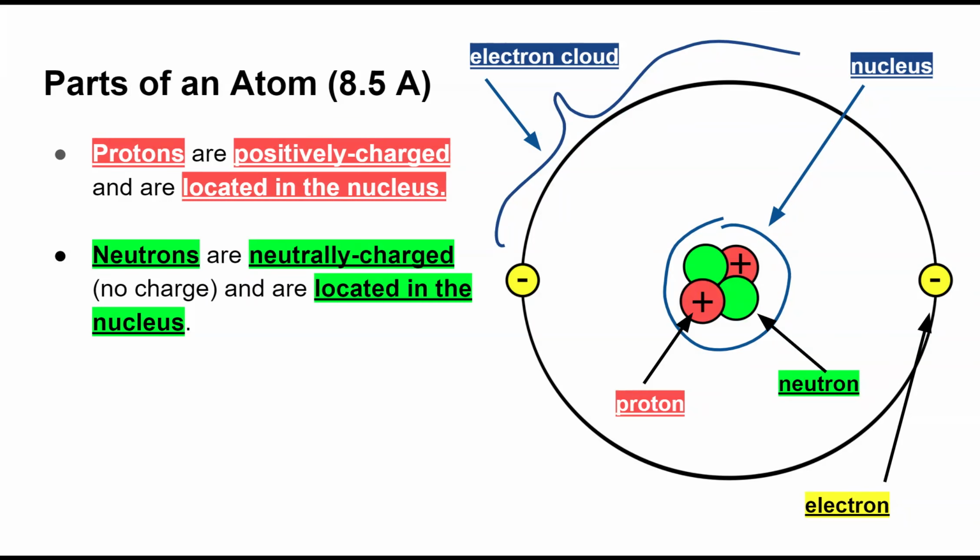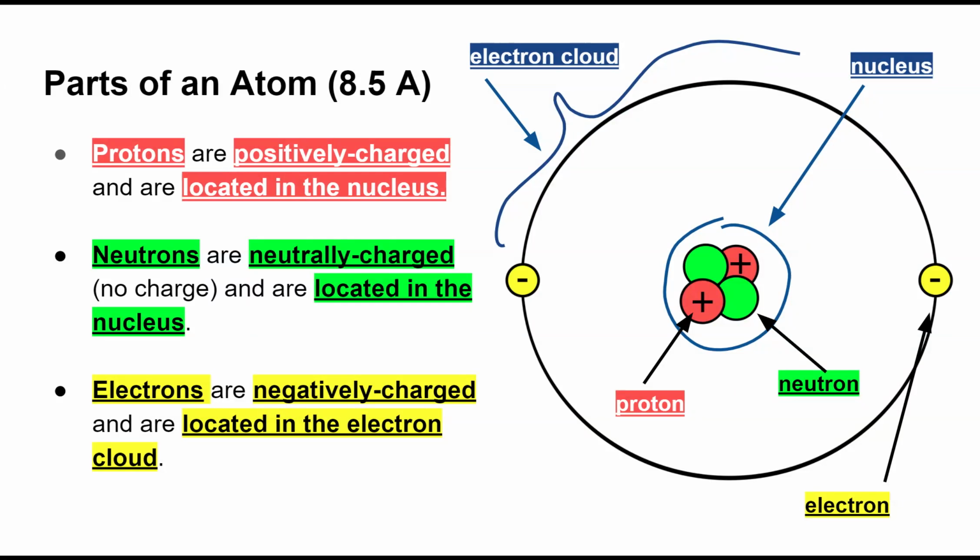The last part of the atom that we learned were electrons. Electrons are negatively charged, and they are located in the electron cloud. So protons and neutrons in the nucleus, electrons in the electron cloud.